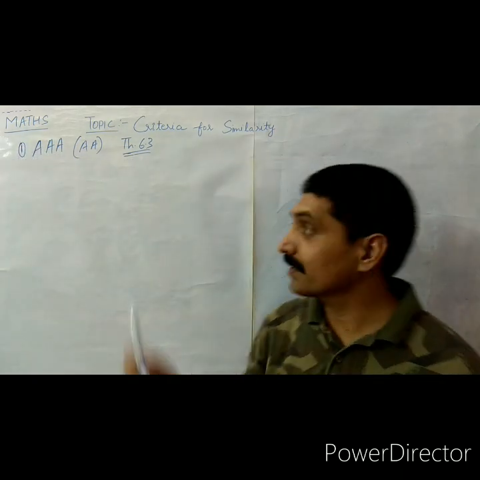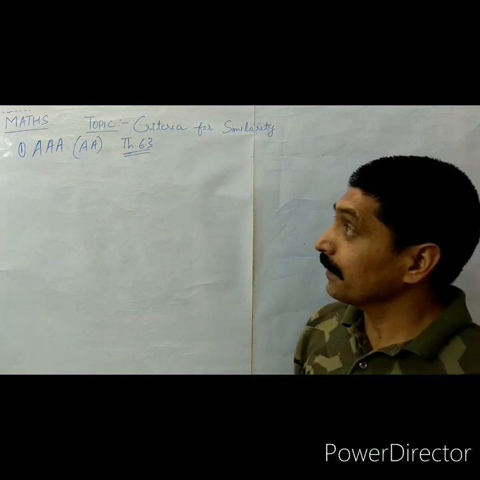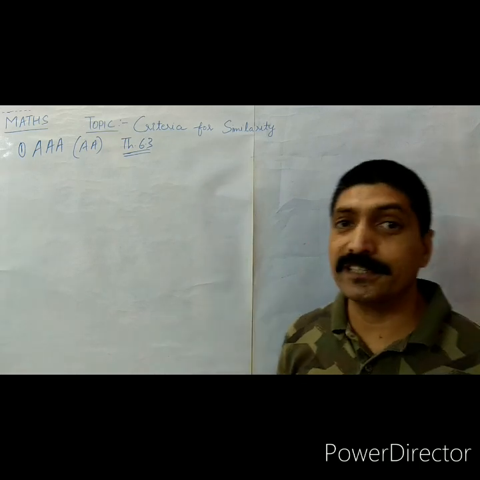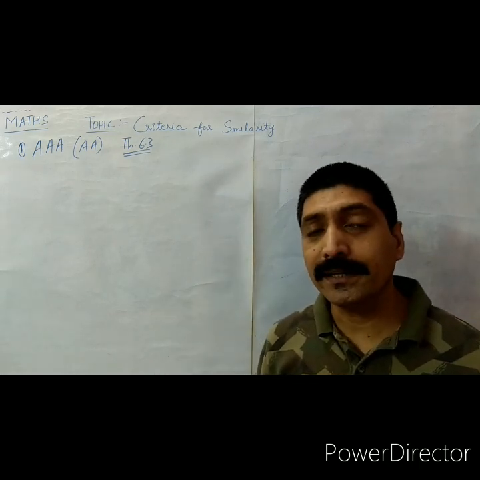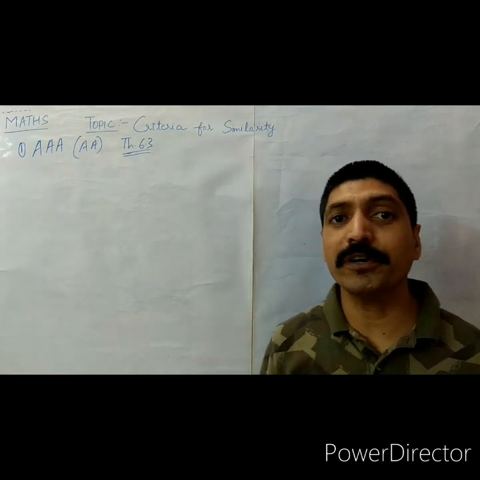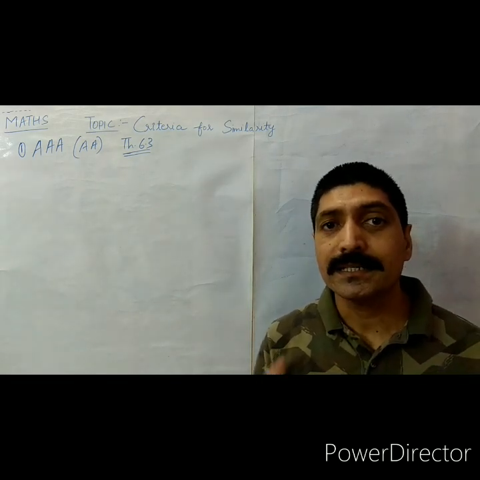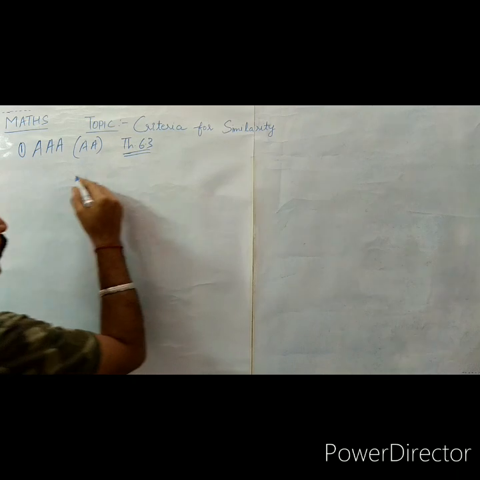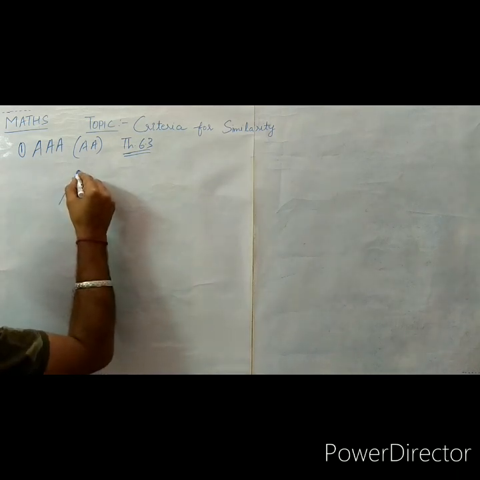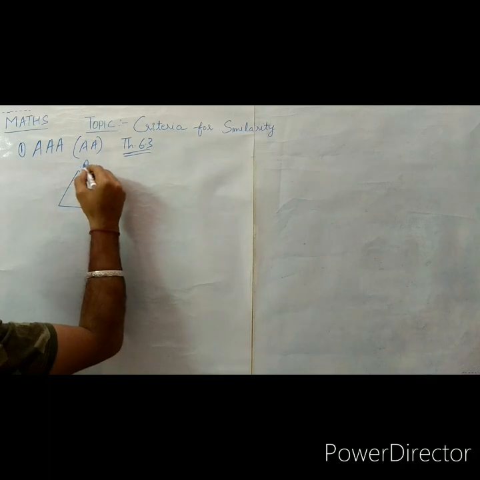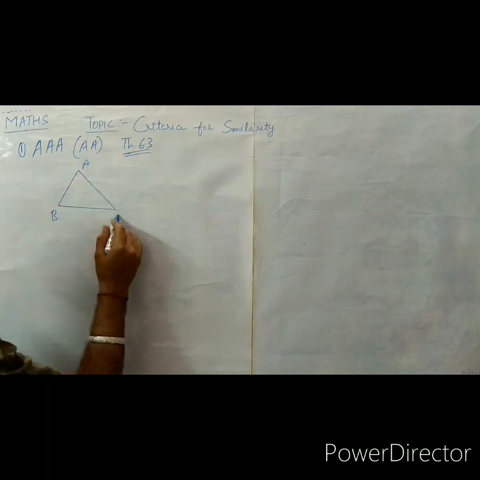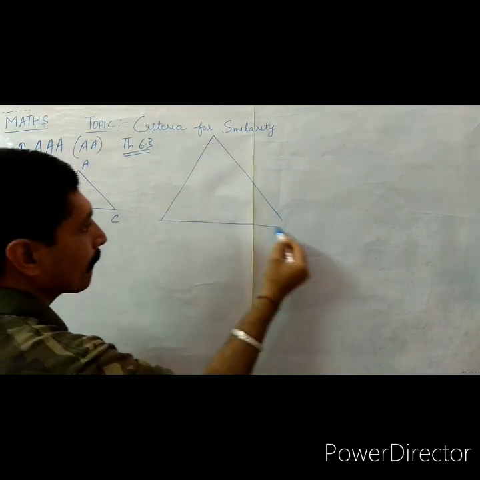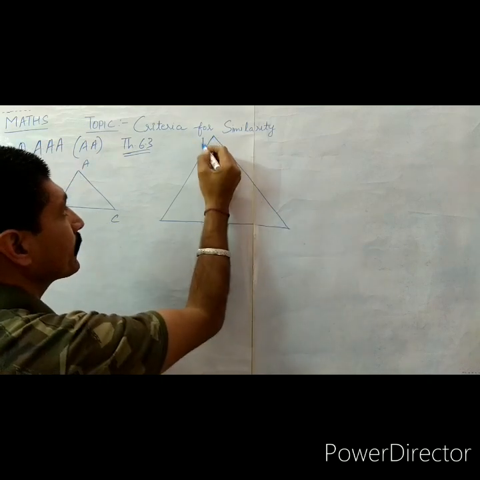The theorem 6.3 says that if the corresponding angles in two triangles are equal, then the ratio of their corresponding sides is always the same. So how to prove? Here we can draw two triangles, one triangle ABC, and another triangle DEF.